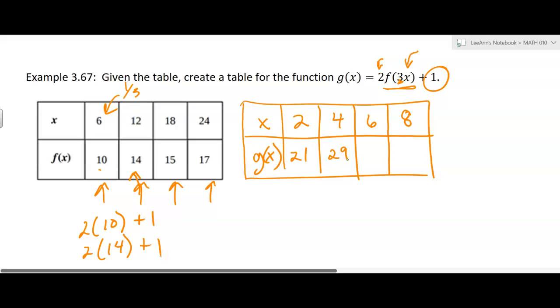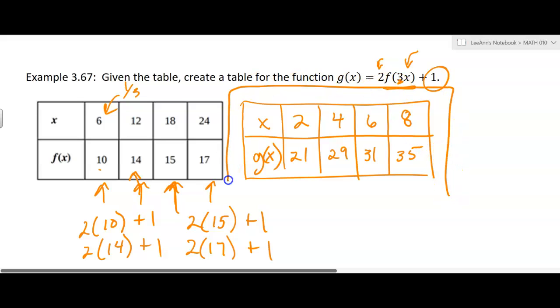Okay, and then my output here is going to be 2 times 15 plus 1, that's going to be 31. And then the last one's going to be 2 times 17 plus 1, which is 35. And then that would be the new table. So you can play around with that a little bit more, putting in x and then going through the steps. But that's what's happening. You have to change the inputs first, and then from there you can figure out the outputs.